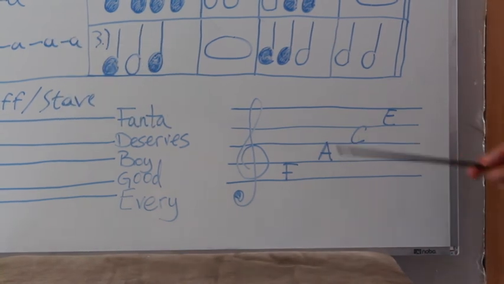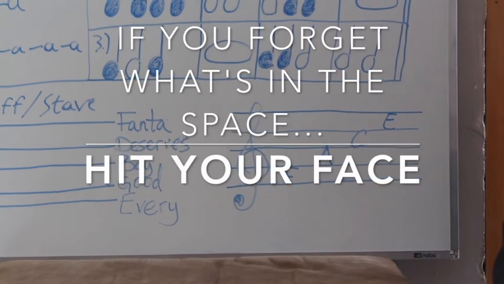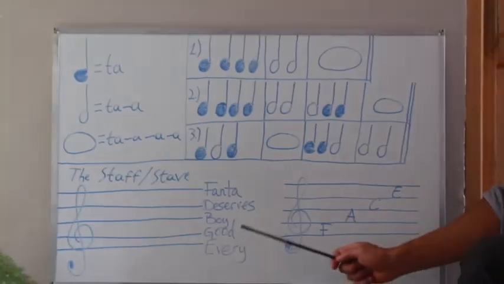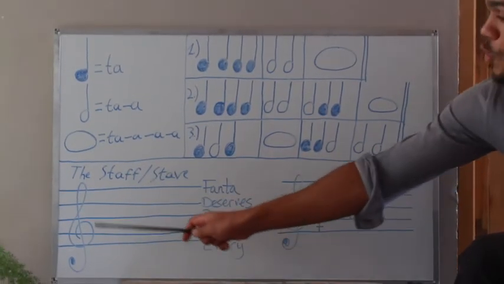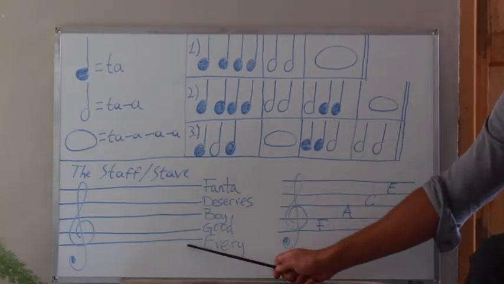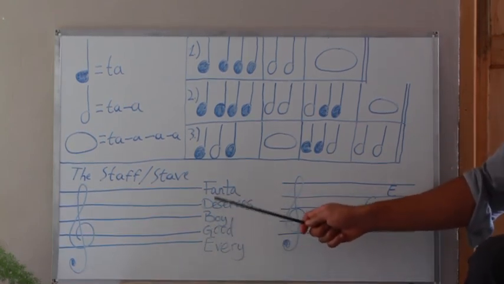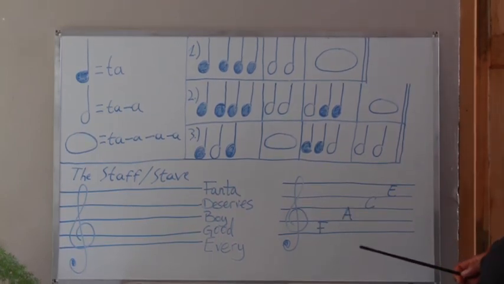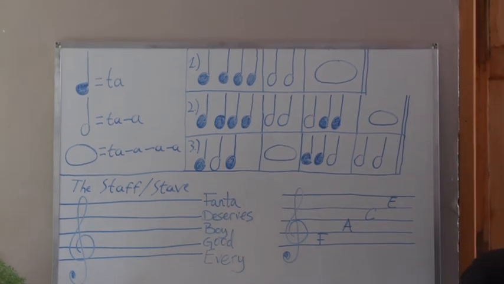I always say, if you forget what's in the space, hit your face. It's that simple. You should not be able to forget that. So all together, the lines are called the staff or the stave. This squiggly thing is called a treble clef or a G clef. The lines get the sentence, every good boy deserves Fanta, and the spaces get your face. F-A-C-E. And that is how we read music.